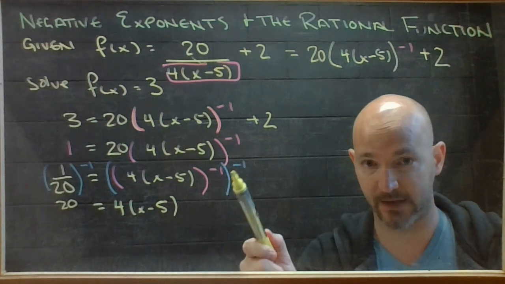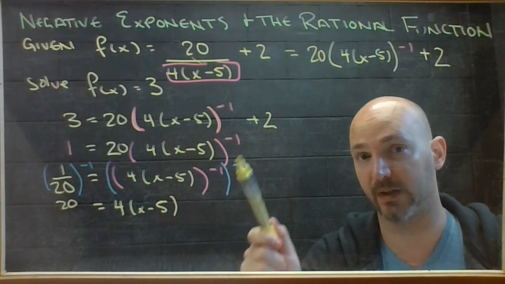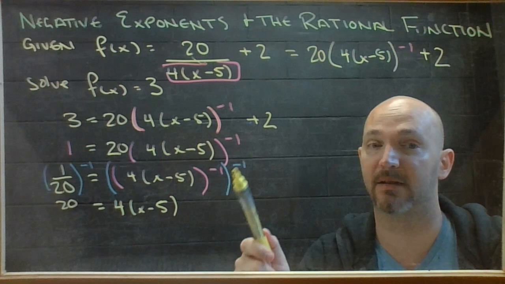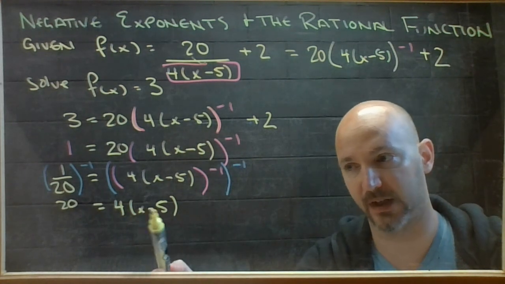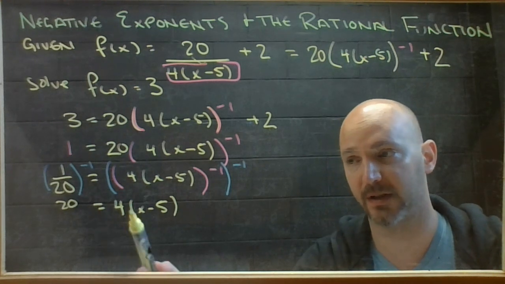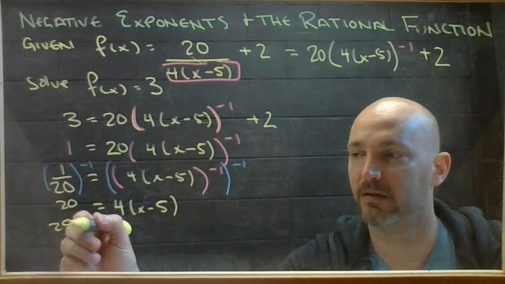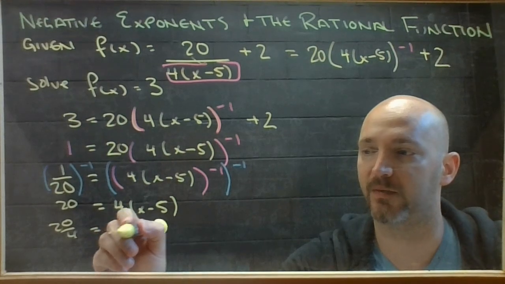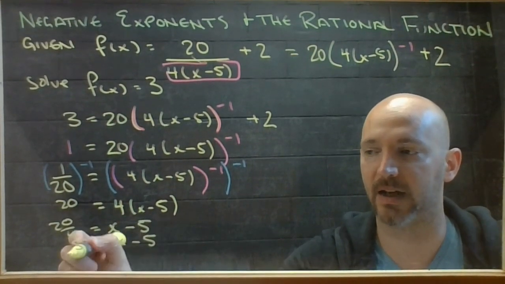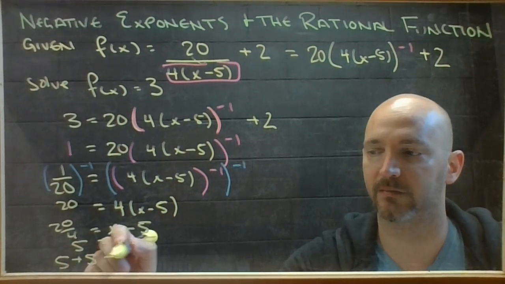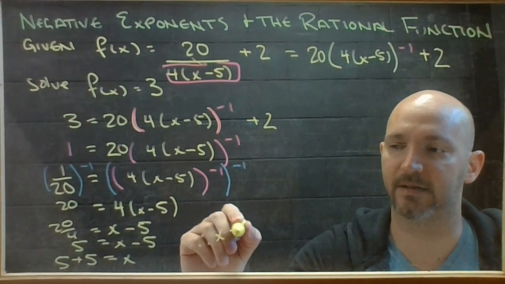So if you can master this notation for solving these things and using the algebra, it makes the work a lot easier. So just to finish, I need to divide by this 4. 20 divided by 4 is 5. And I have to add 5 to both sides. Therefore, x is 10.